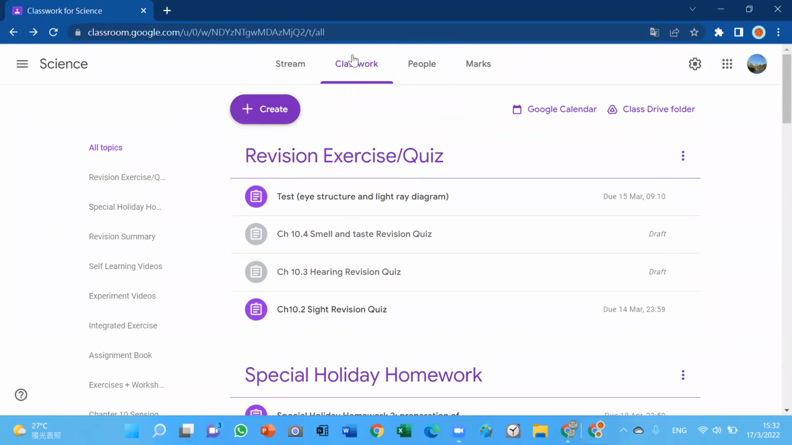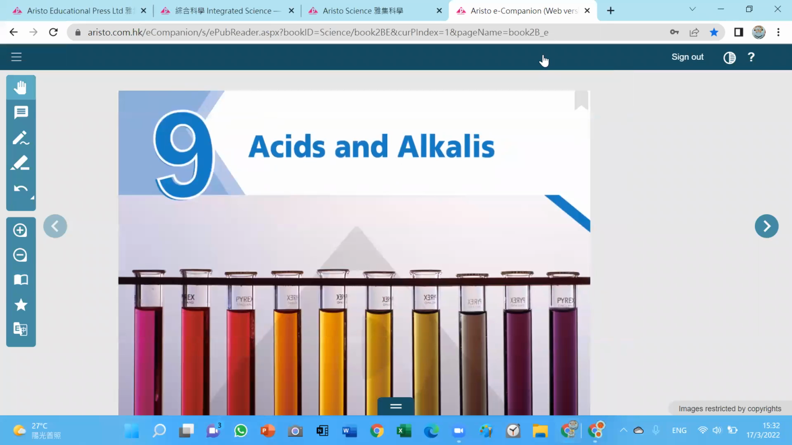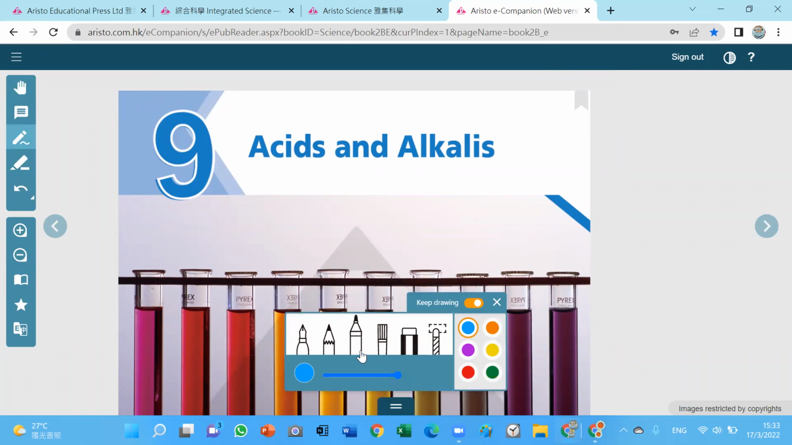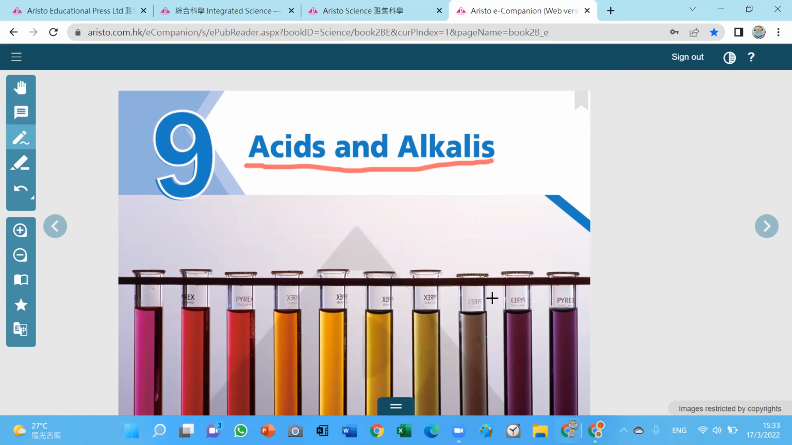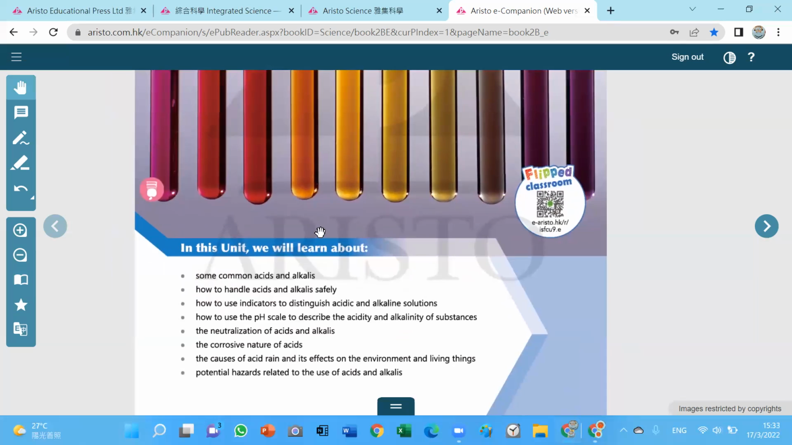Okay, so let us go back to this one. Now can you see my screen? We are going to talk about chapter 9, acids and alkaline. Do you have basic knowledge of acids and alkaline? If you got all five multiple choice questions correct in the Google form, it means you have the basic knowledge of acids and alkalines. Let's see what we learn in this chapter.